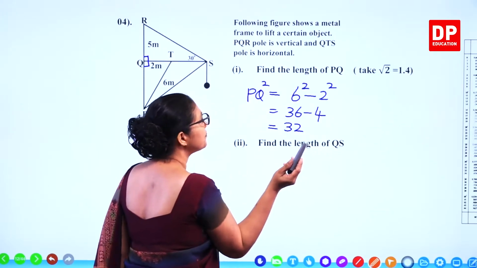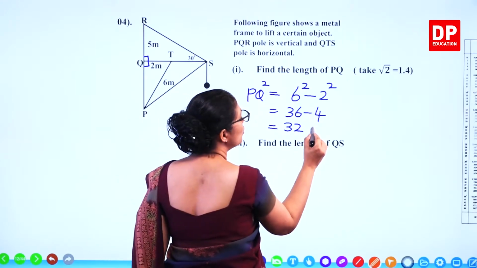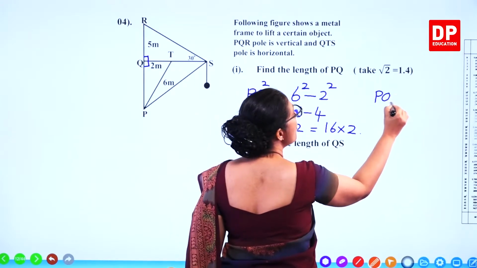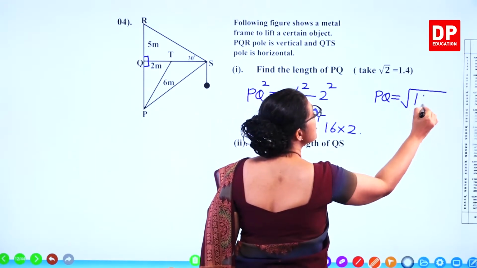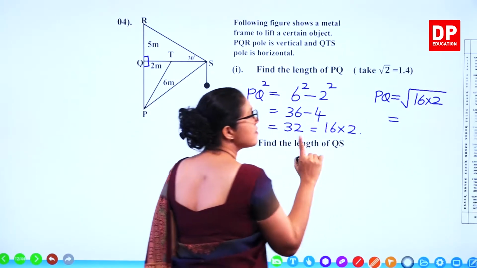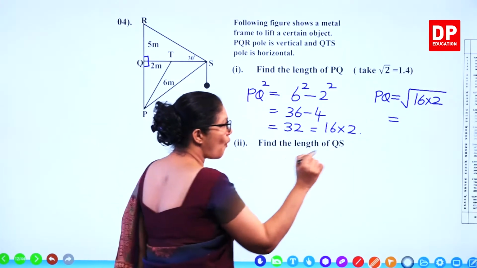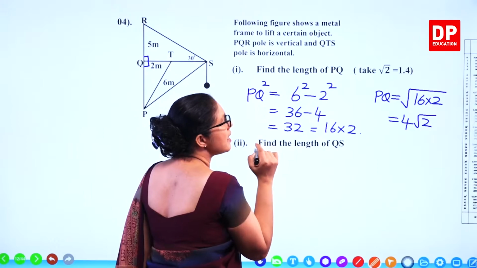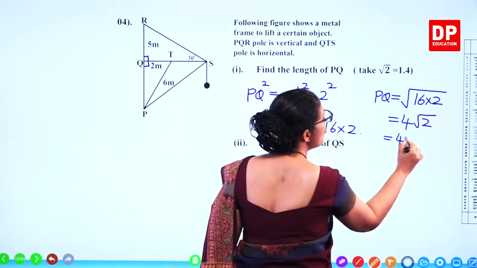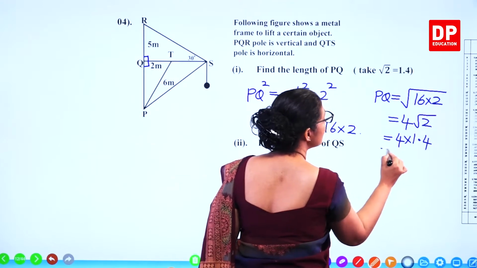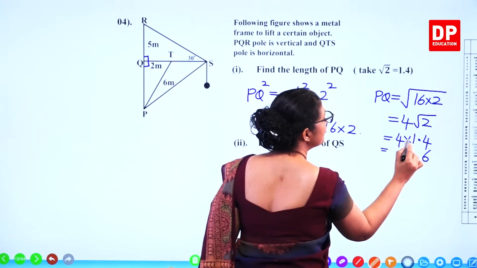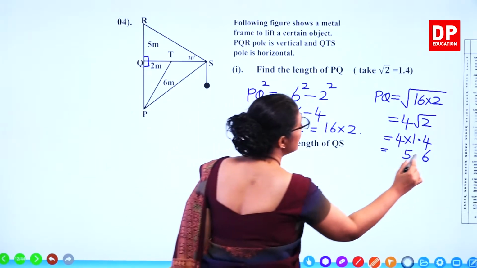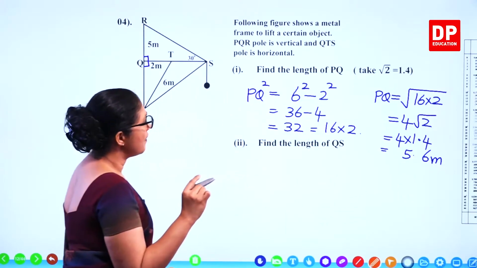We can write 16 times 2. So when you take square root, we get PQ is square root of 16 and 2. You can take separately. Square root of 16 is 4. Square root of 2, we know square root of 2 we can take as 1.4. 4 times 1.4, you get 5.6 meters as the PQ length.